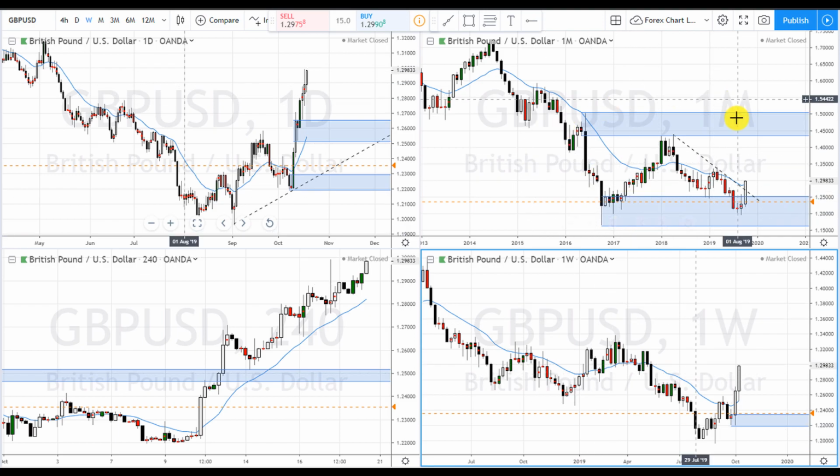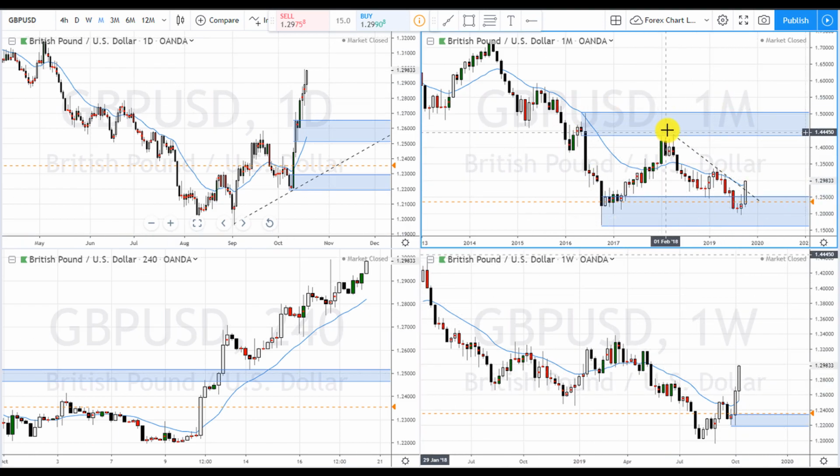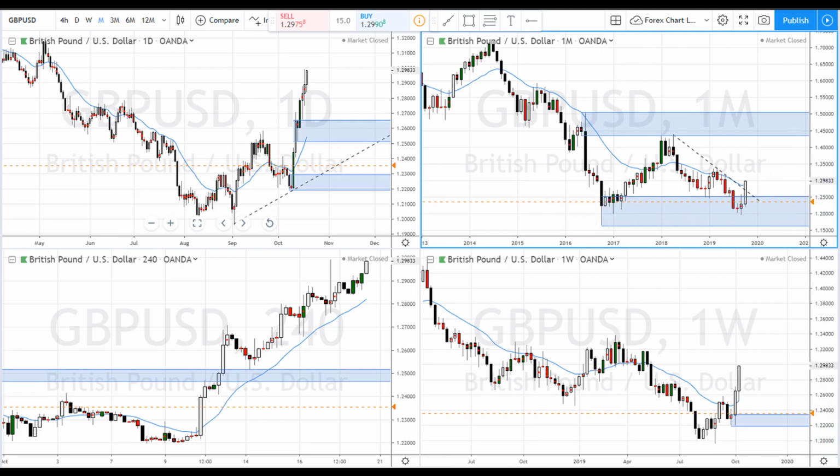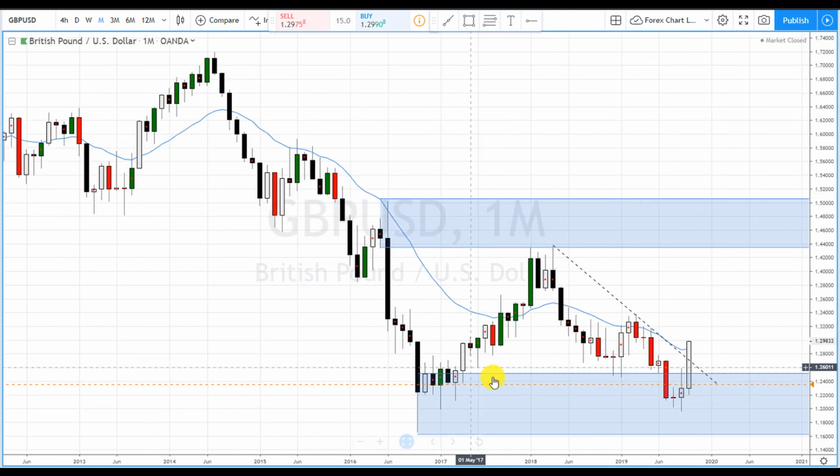Take a look at the monthly. On the monthly, you could draw the trend line down, but then this area of demand is in control again, or it has been in control for months, but now it's rallying. So that's why, even though it's tested 3 times, it's not good to short into it.